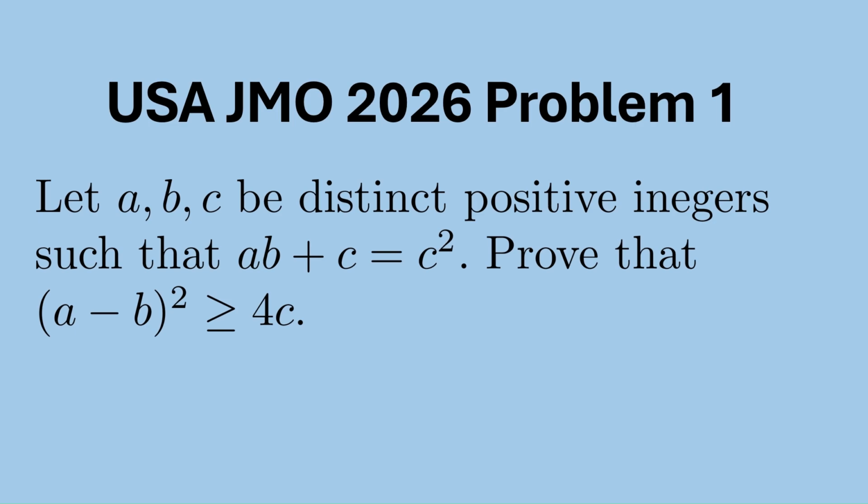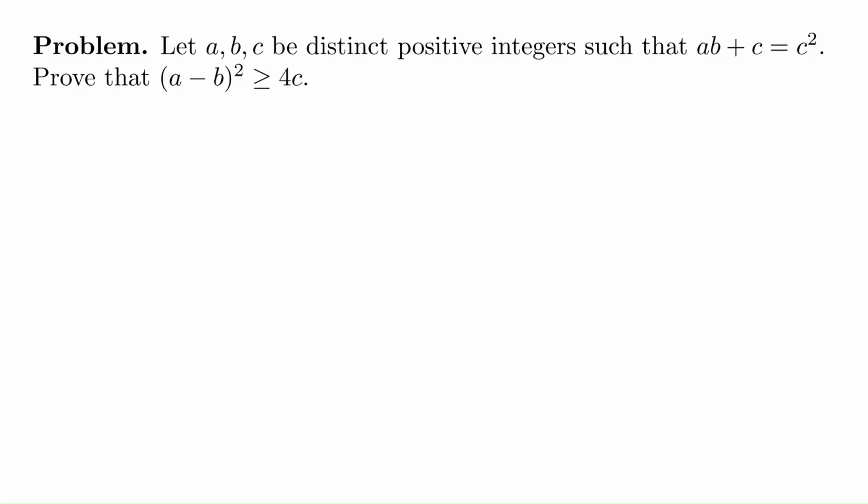In this video, I'm going to discuss the first problem of 2026 USA Junior Mathematical Olympiad. It is an algebra problem with a flavor of number theory. Let a, b, c be distinct positive integers such that ab + c = c². Prove that (a − b)² ≥ 4c.